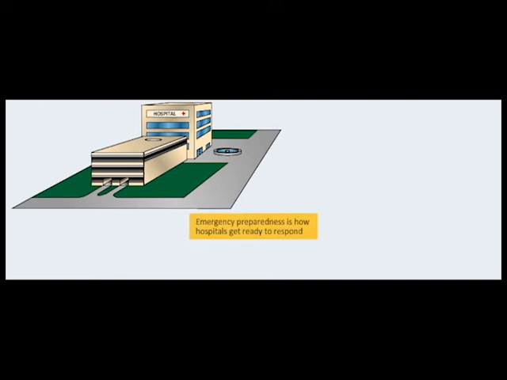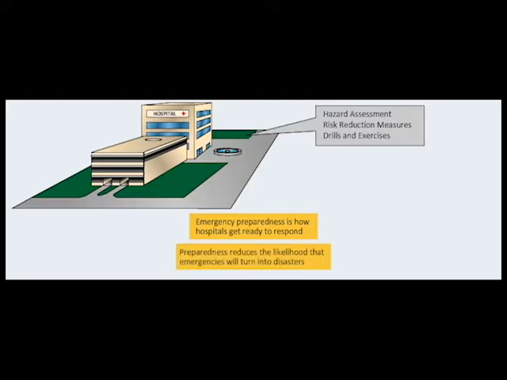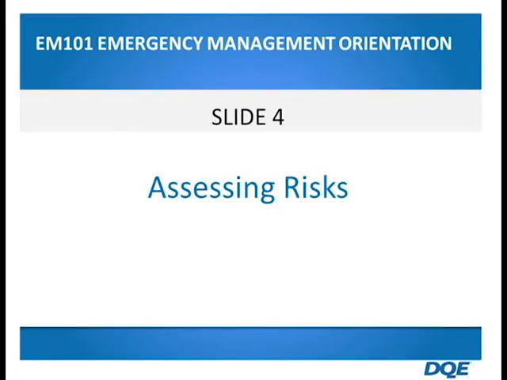Emergency preparedness is how hospitals get ready to respond. This includes completing a hazard assessment, implementing risk reduction measures, and performing drills and exercises prior to an emergency. These steps improve the hospital's ability to absorb the impact of the event and respond accordingly. Preparedness reduces the likelihood that emergencies will turn into disasters.